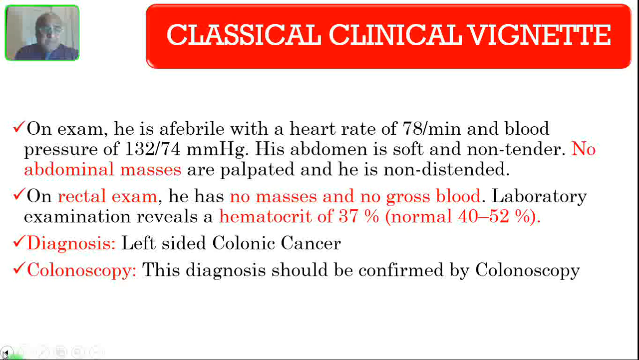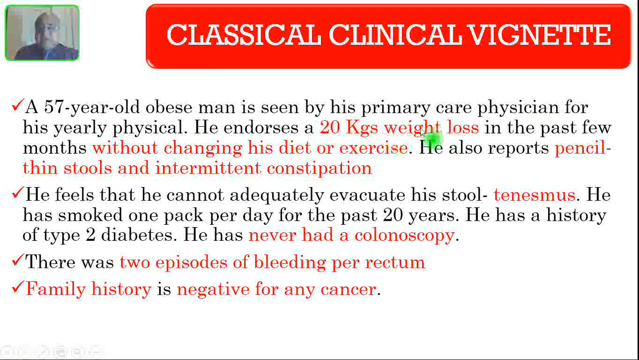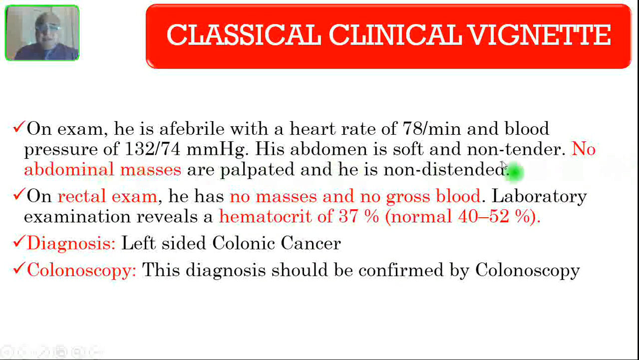So with these clinical features, the patient has significant unintentional weight loss, and he is passing pencil-thin stool, that is low caliber stool, with intermittent constipation. There was a history of tenesmus and 2 episodes of bleeding per rectum. On abdominal examination there was no mass, even on rectal examination there was no mass, but the hematocrit is slightly on the lower side. So with these clinical findings, you have to suspect left-sided colonic cancer because the patient is passing pencil-thin stool with tenesmus, and of course he is slightly anemic. This provisional diagnosis should be confirmed by doing a colonoscopy where you can see the mass and take a biopsy as well.